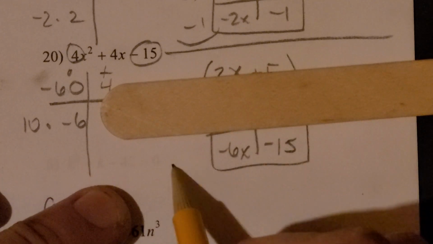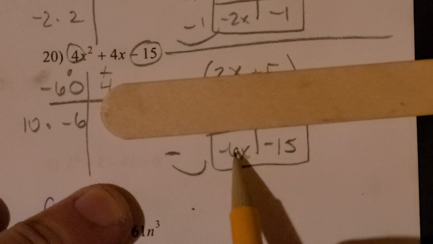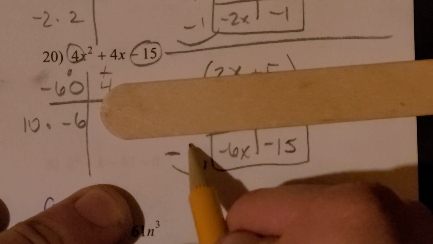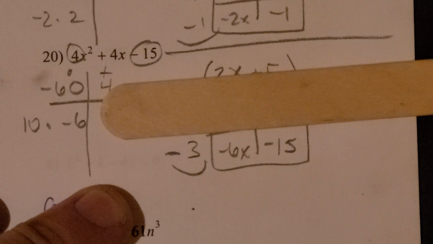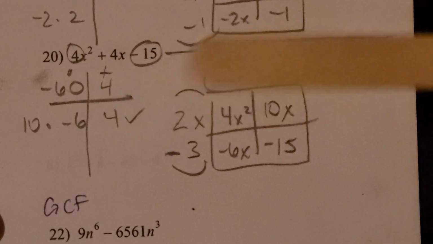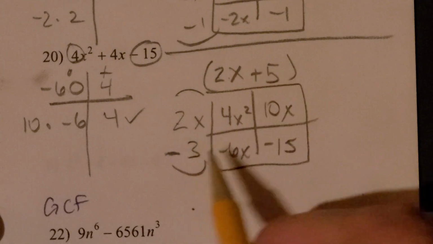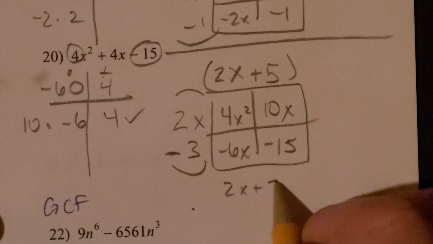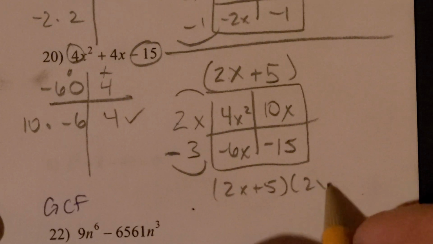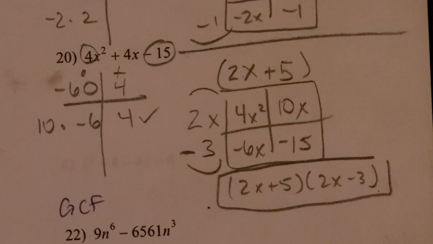And on the bottom, since this is negative, whatever I pull out is going to be negative. And between 6 and 15, the biggest number I can pull out is a 3. I cannot pull out any variables because this sucker doesn't have any variables. So my answer, 2x plus 5, 2x minus 3, I don't even care if you rewrite it. If you don't want to, if you just want to leave it on either side of the box, that's cool with me. Okay.